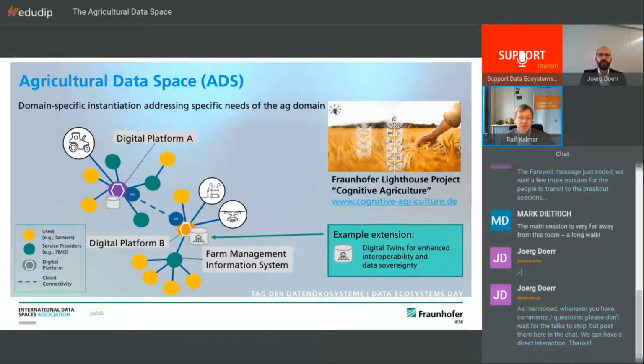And one would be, for example, using the concept of digital twins for improving and enhancing interoperability, because there are already hundreds of data standards. The 101st standard will not be the solution. We need a new concept on a different level of abstraction.